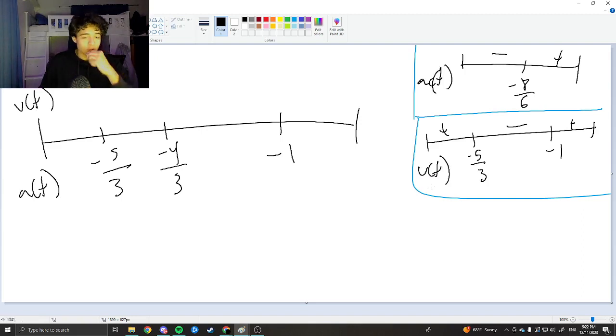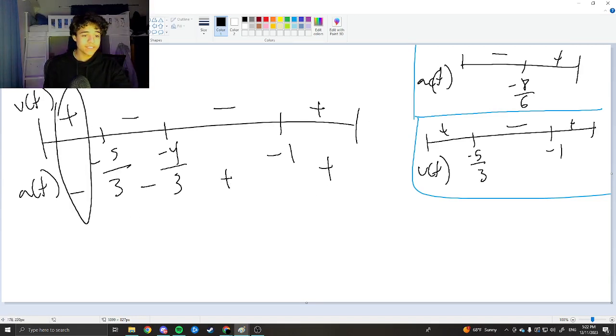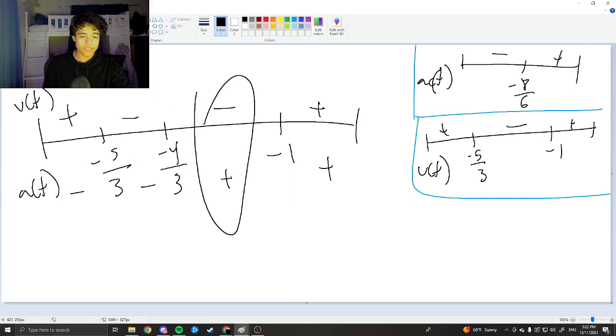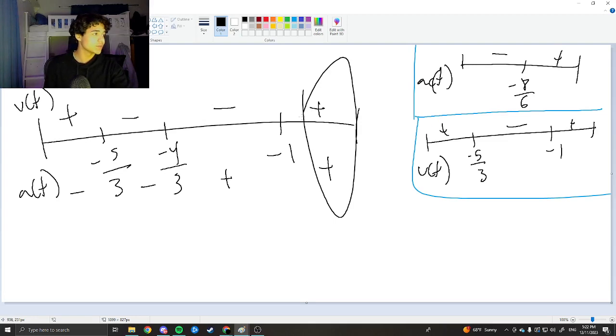So if you look at our velocity function, we see anything less than negative 5 over 3 is positive. So we'll write that up here. We can see that anything in between negative 5 over 3 and negative 1 is negative. So this is negative and this is negative. And anything greater than negative 1 is positive. Now if we look at our acceleration function, we can see anything less than negative 4 over 3 is negative. So this is negative and this is negative, and anything greater than it is positive. So this is positive and this is positive, right? Now if we combine what we have, we can see that these signs disagree, so it's slowing down. These signs agree, so it's speeding up. These signs disagree, so it's slowing down. And these signs agree, so it's speeding up.